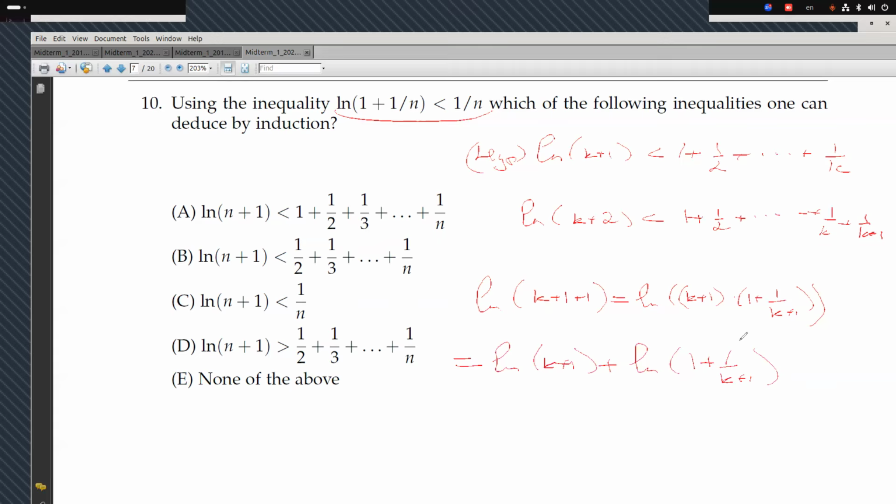And then we can use the hypothesis because we already have ln(k+1) here. So by our hypothesis, applying the inductive hypothesis, it is less than 1 + 1/2 + etc. + 1/k.